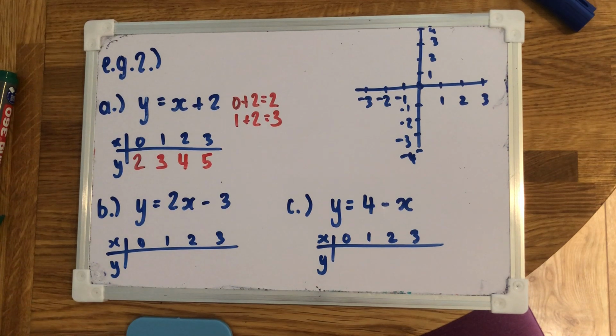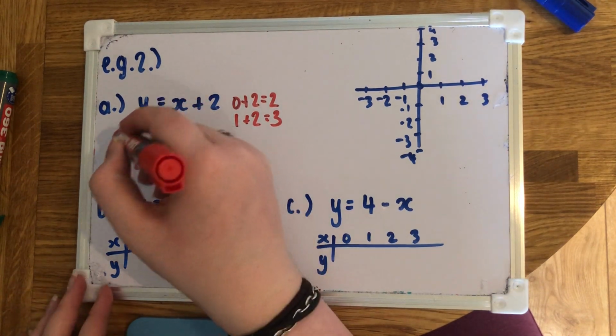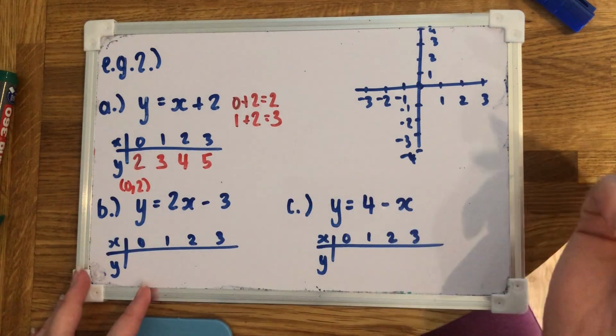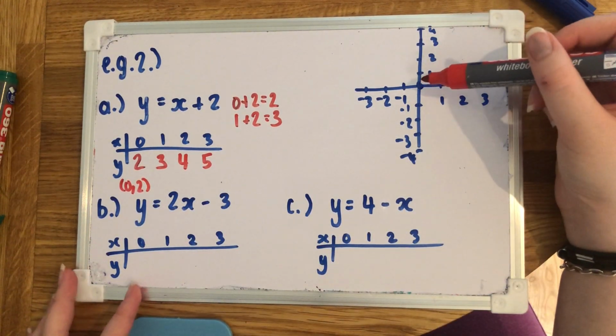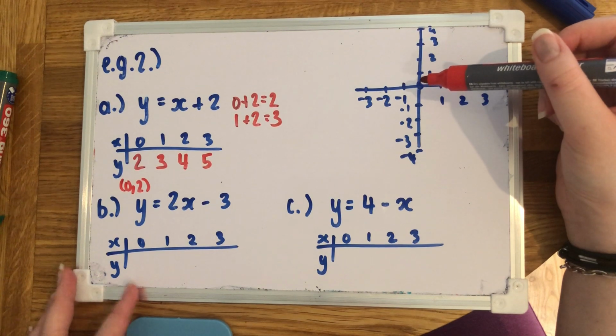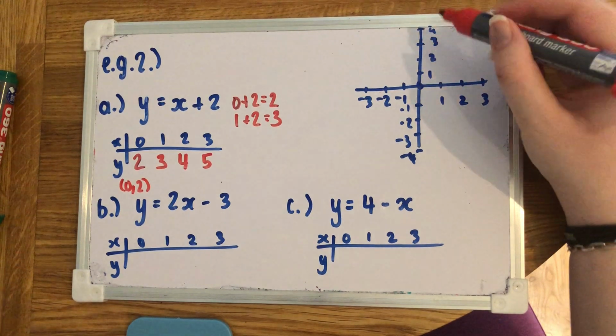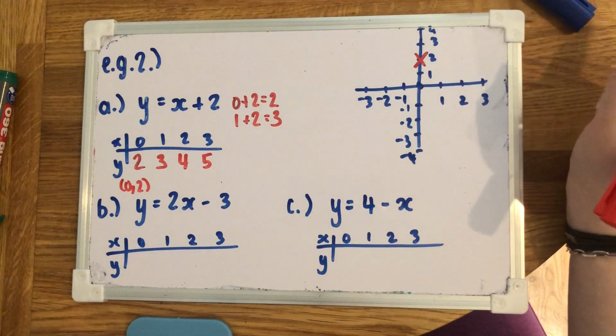Okay, now this table is giving me coordinates. So the first coordinate will be 0 and 2, which I can then plot. So when you're plotting coordinates, the first one is telling you whether to go left or right. So because it's 0, it's telling me to go nowhere. And then 2 for the second part means 2 up. So it's going to be there.